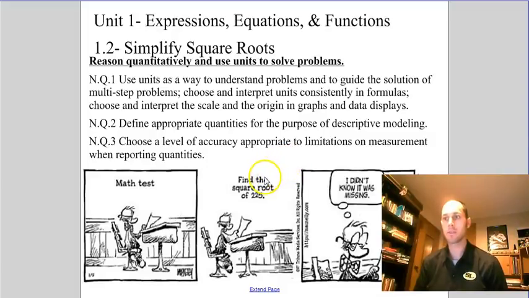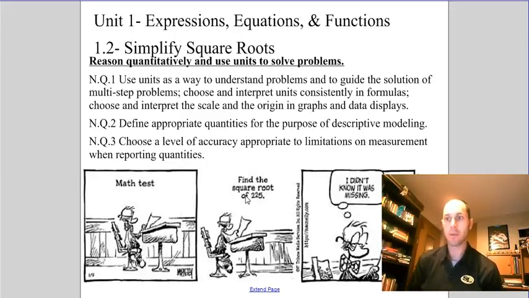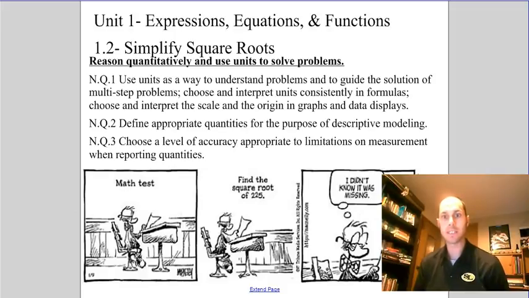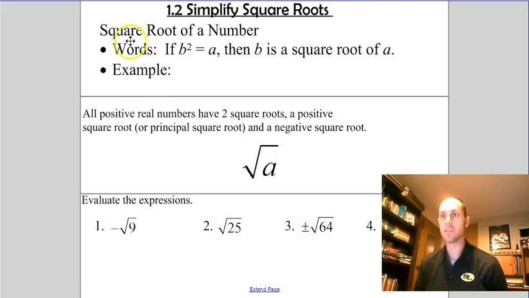Hi, welcome back. We're going to continue talking about evaluating expressions as we continue this unit. Today's lesson will be focused on simplifying square roots, another operation that we can use when we are simplifying expressions in algebra. So let's continue on with, what is the definition of a square root?